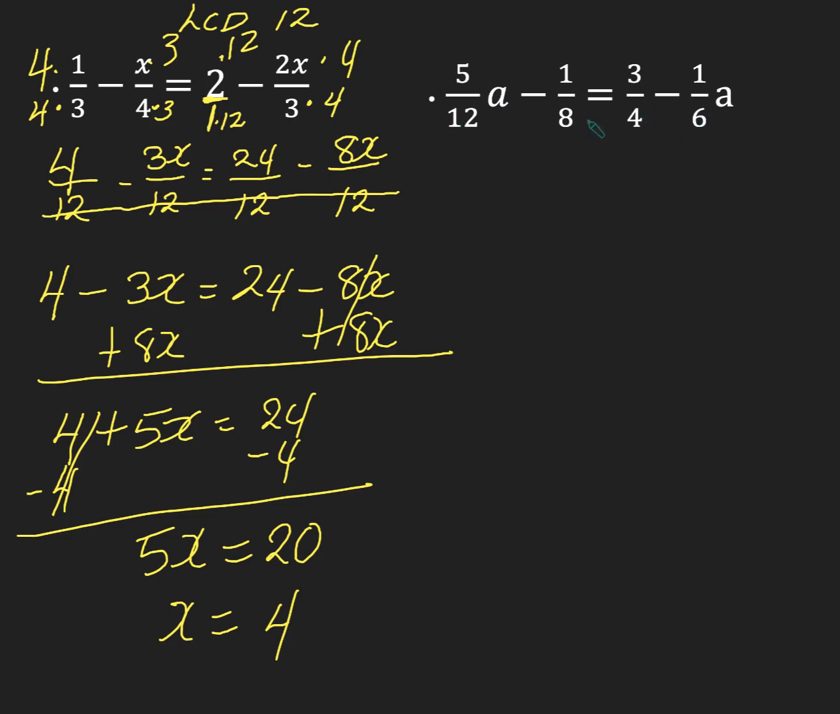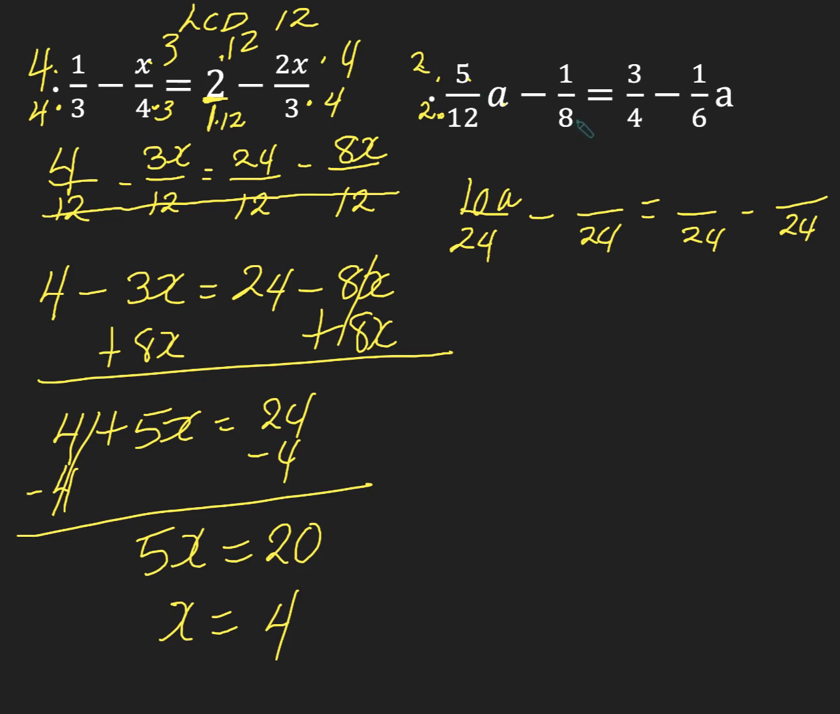So we have to find our LCD. Our LCD would be 24. So we have 24 and 24 here. 24 and 24. Now to make this 12 and 24, I would have to times by 2. So this is 2 times 5 times a, which is 10a.